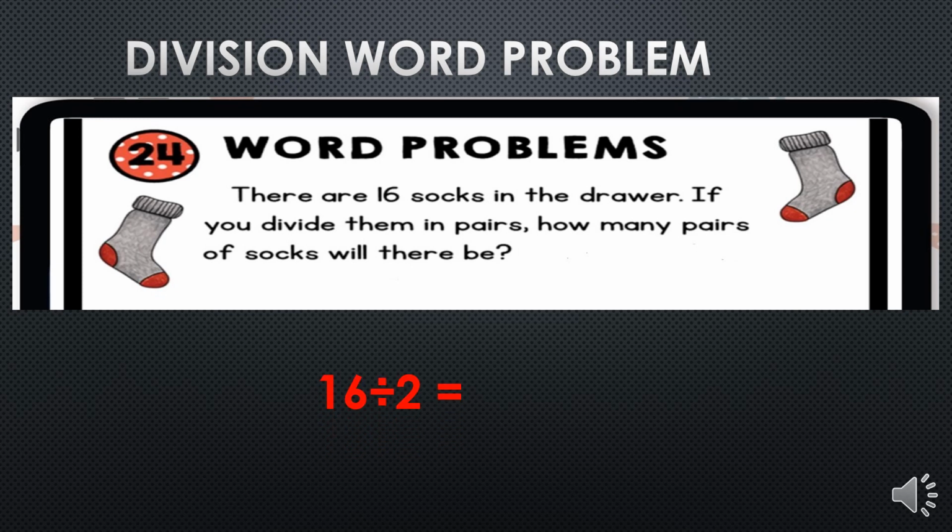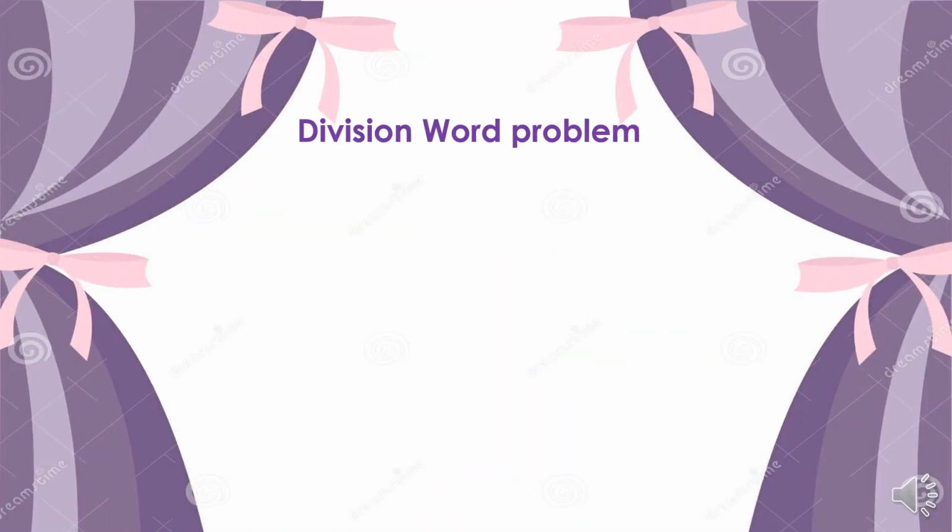Now we will divide 16 divided by 2, but how do we know that we have to divide by 2? The word pair. Pair means 2. So that means we will divide by 2. So 2 times 8 is 16. So our quotient is 8. I hope that this word problem is clear to you. Now move to the next word problem.